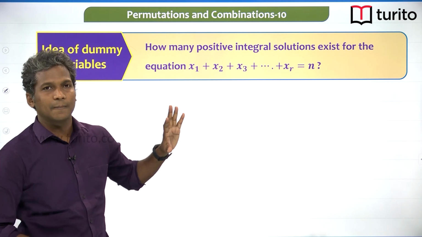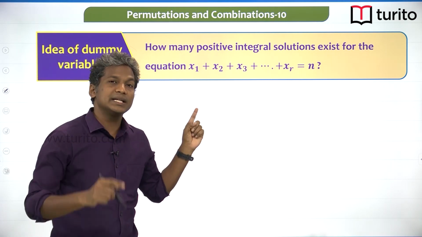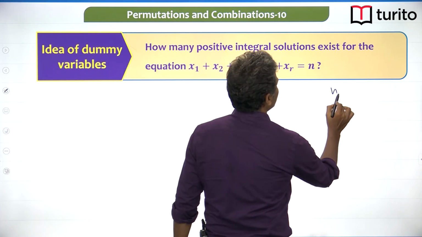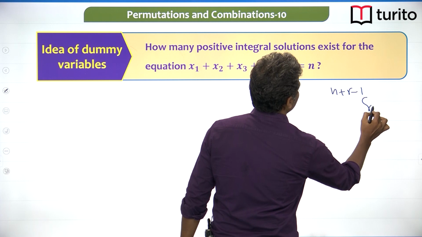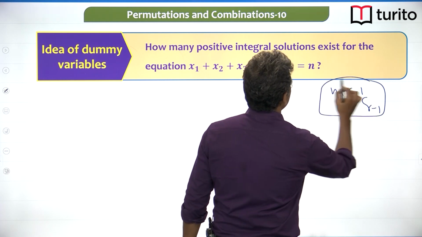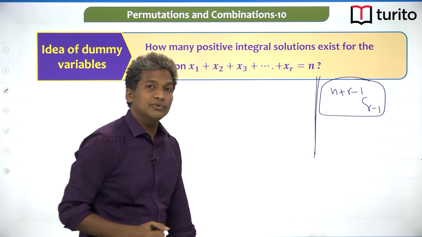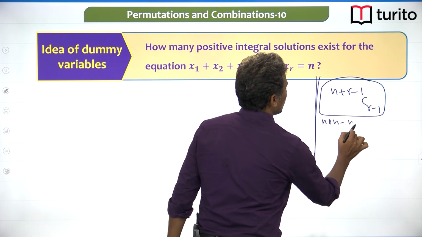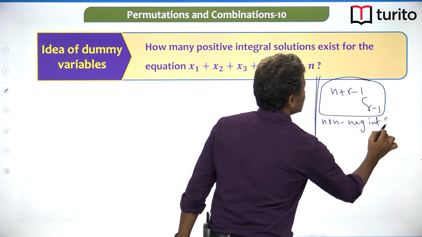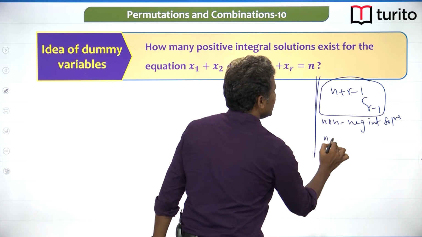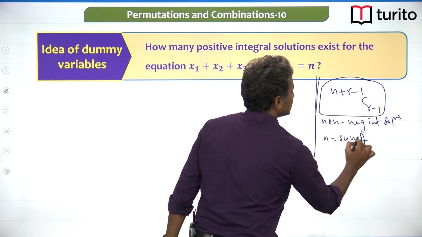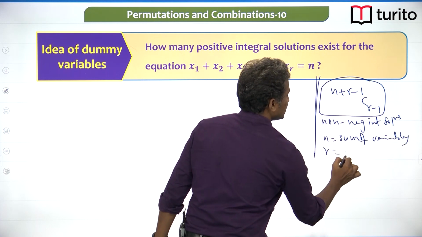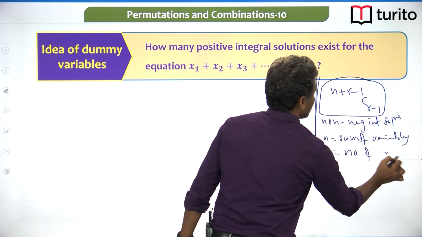So, how do we start here? What is the minimum value of x1? It is 1, right? But we have a formula. What is the formula? The formula is n plus r minus 1 C r minus 1. What does this represent? It represents the total number of non-negative integral solutions, okay. And what is n here? It is the sum of variables, and what is r here? It is the number of variables, right.